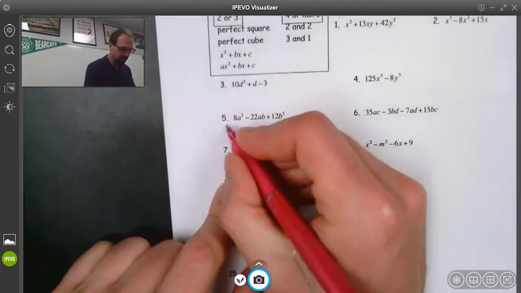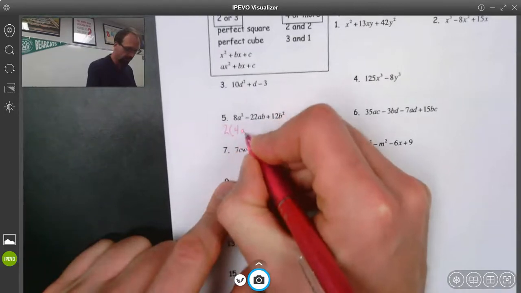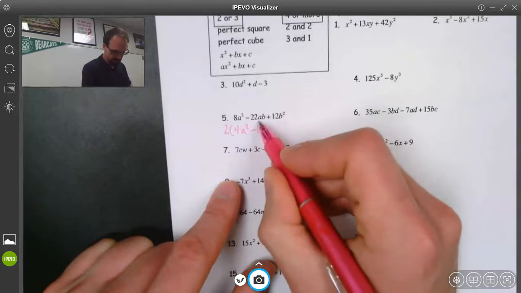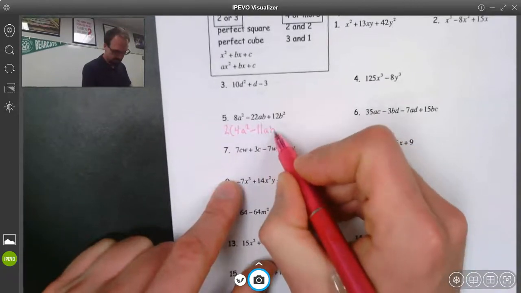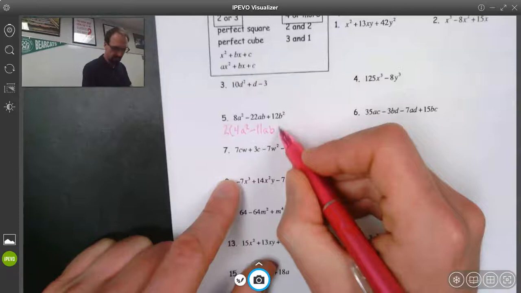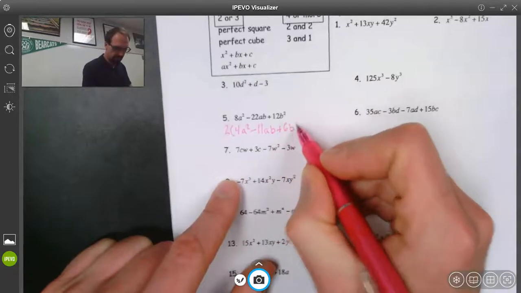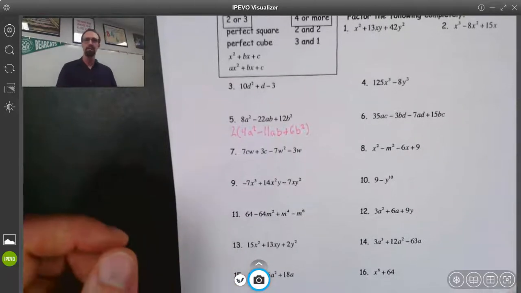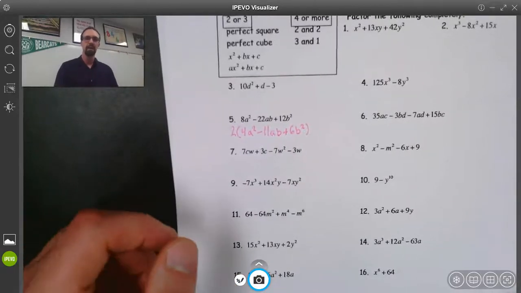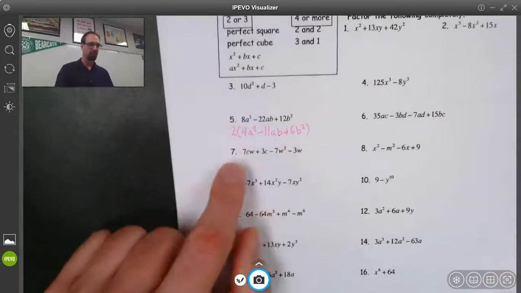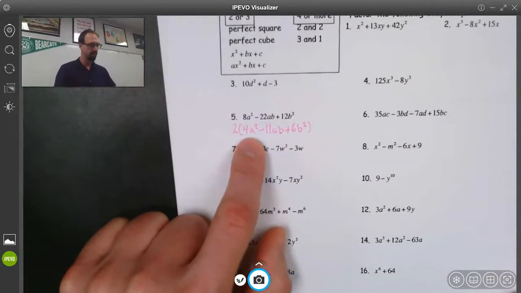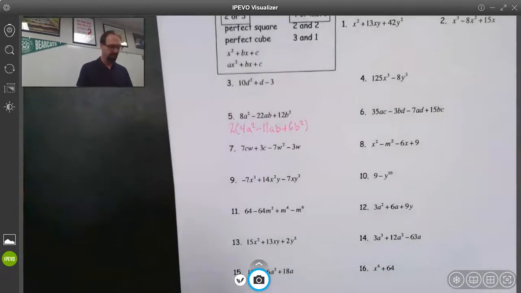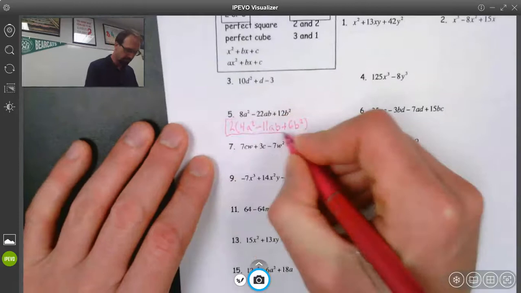So I factor out a 2, I'm left with 4a squared minus 11ab, and then plus 6b squared. So now, looking at this, you may think, oh, this is a difference of squares. Or sorry, not a difference of squares, but a square difference, because we have a square here, we have a square here, but 6 is not. So seeing that is a red flag, and tells me I'm actually finished with this problem.